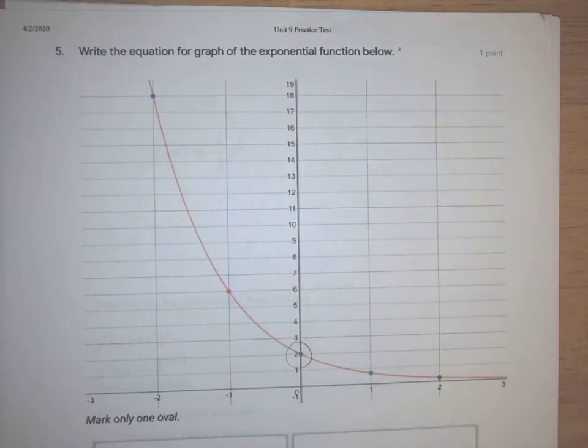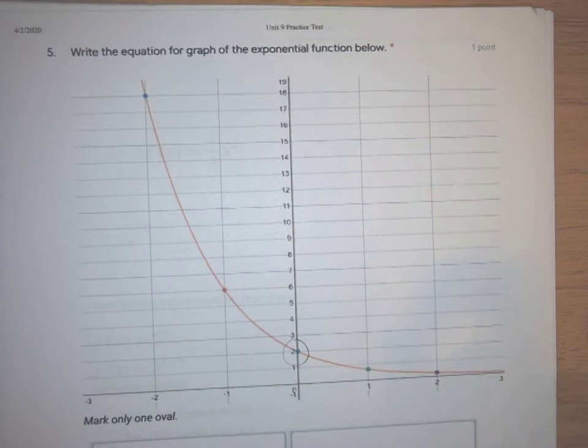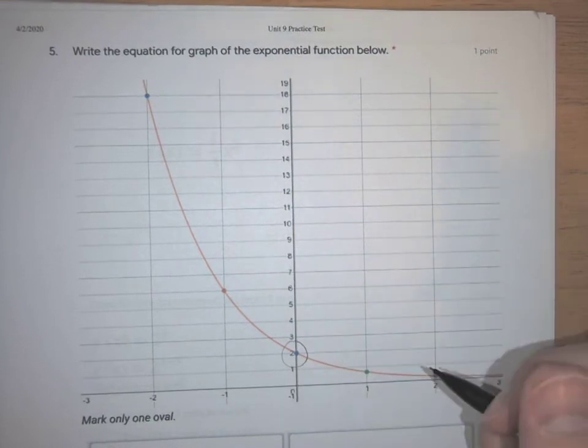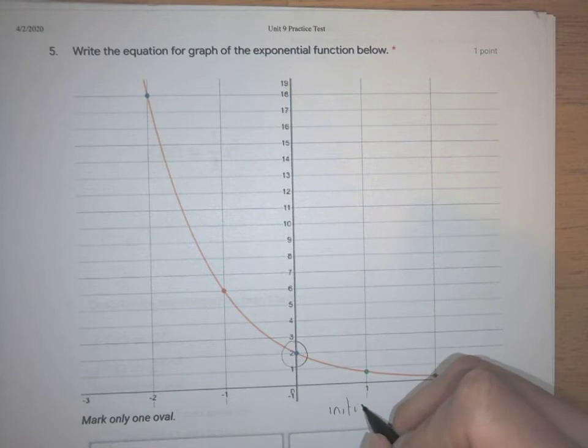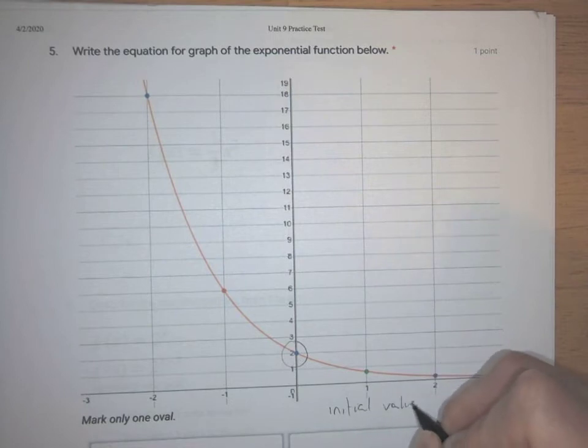So in this problem, the first thing I'm going to look at is the initial amount or the initial value. So this has a y-intercept of 2. And so my initial value is going to be 2. That's important. Initial amount or initial value.